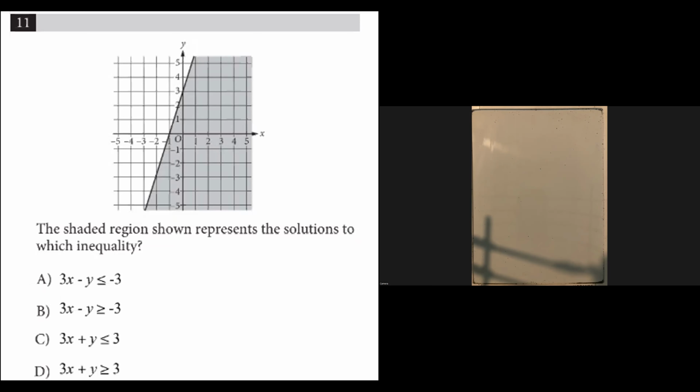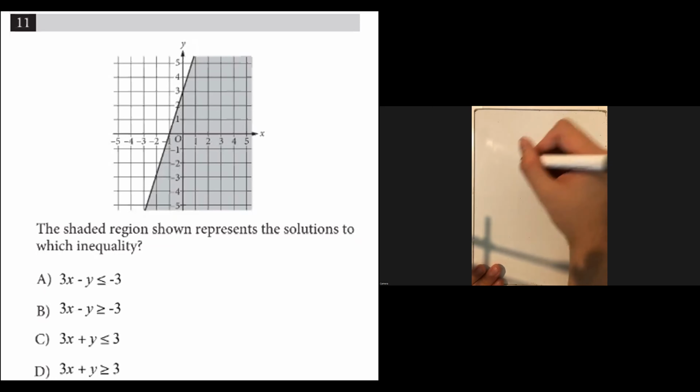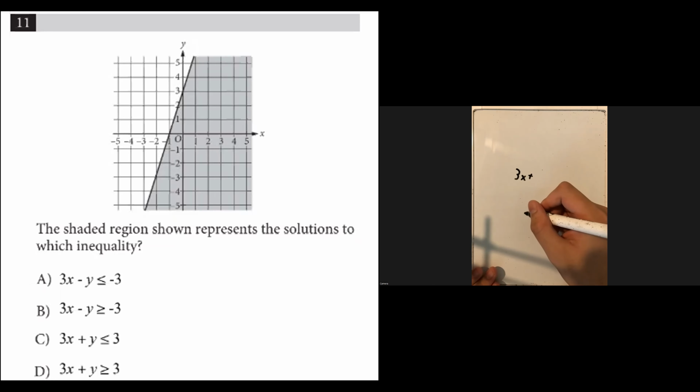Okay, so for this one, the first thing you're gonna have to do is find the equation of the line. The slope of this line is 3x plus, okay, and the y-intercept of this line is 3, so 3x plus 3 equals y. Then we have to get the y on the same side as the x, so 3x minus y equals -3. Basically, I just subtracted y from both sides and subtracted 3 from both sides.